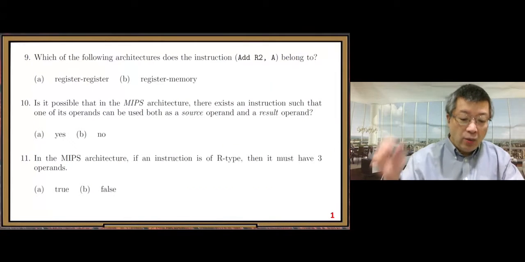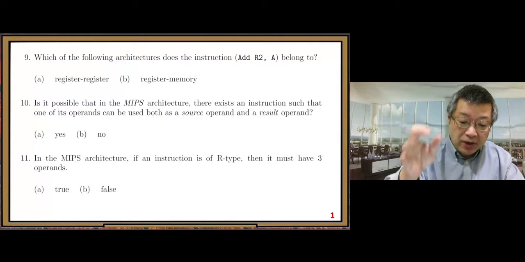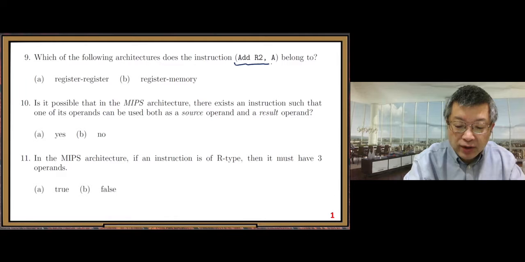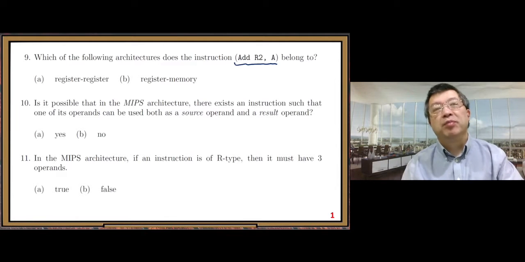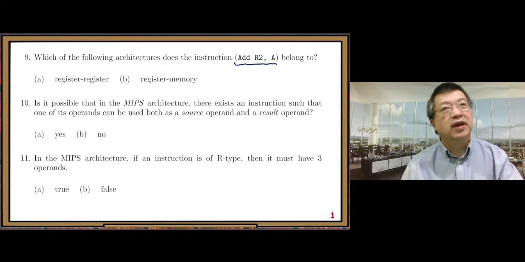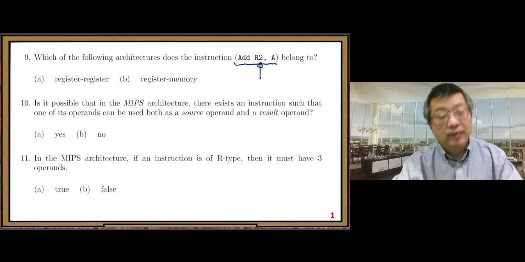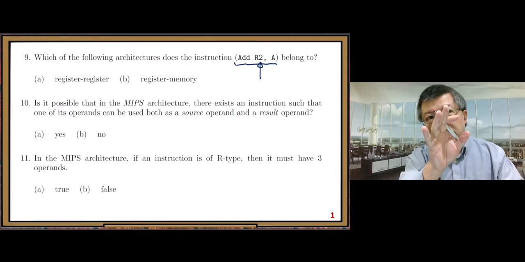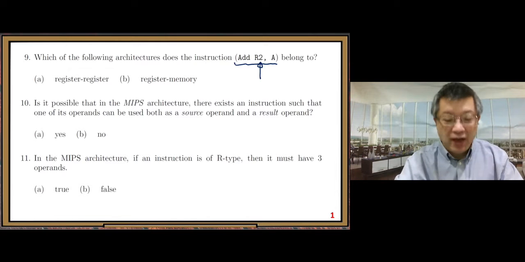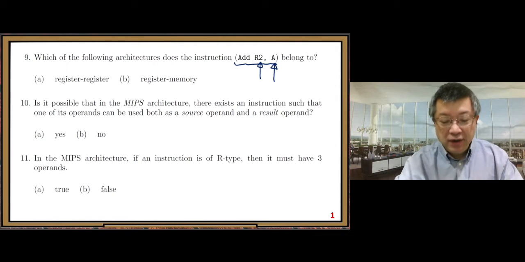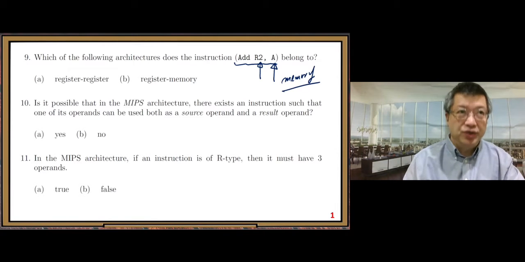Question number 9. Which of the following architectures does the given instruction belong to, A or B? You can see in this one the operand value comes from a register, right? In this one, the operand value comes from memory. All right, so then you know which one you should choose easily.